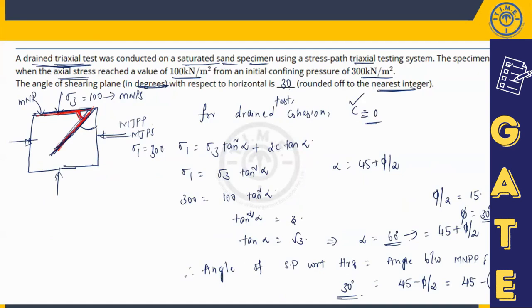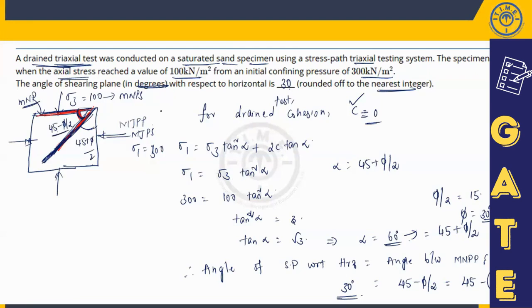He asked us the angle of the shearing plane. This is the angle of the shearing plane, the inclined plane, with respect to horizontal. That means this angle we need. This angle, between the shearing plane and the minor principal plane, is 45 minus phi by 2. This angle is 45 plus phi by 2. So what are we asked? 45 minus phi by 2. So first we need to know phi.